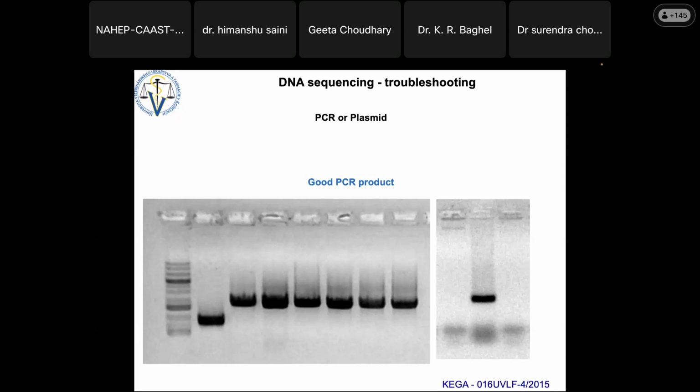You can buy 10,000x SYBR Gold from Invitrogen. And I guess that you are staining your gel after the electrophoresis, right?